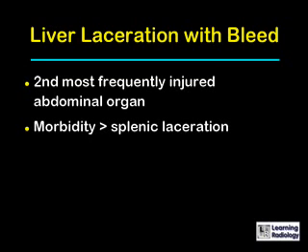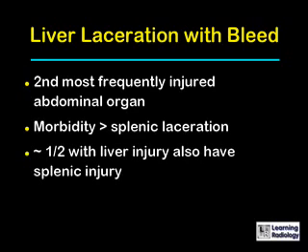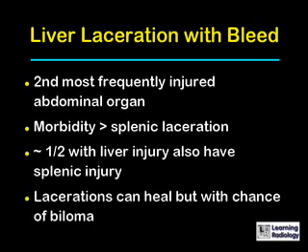The liver is the second most frequently injured abdominal organ. Its morbidity is usually greater than splenic lacerations. About a half of those with liver injuries will also have splenic injuries, and while lacerations can be treated medically, there is a chance of a hematoma forming, and with active bleeding, as in this case, surgical intervention would be necessary.